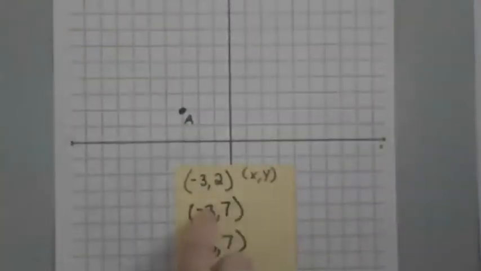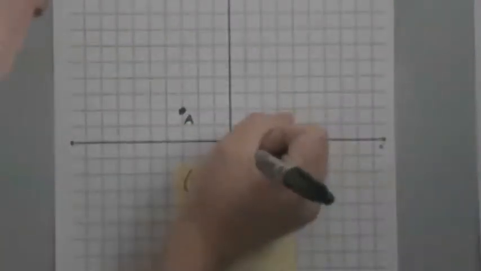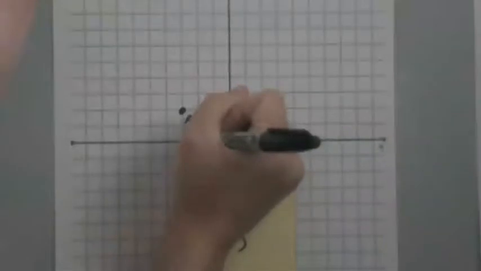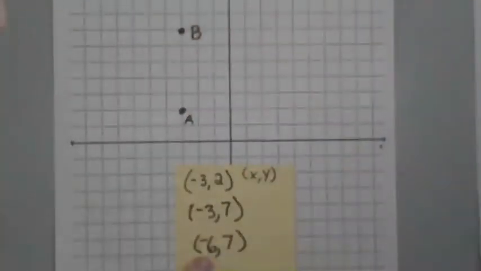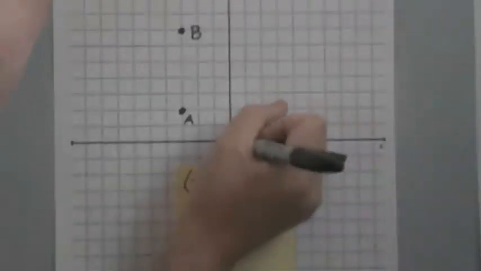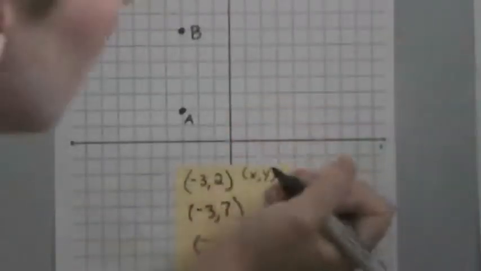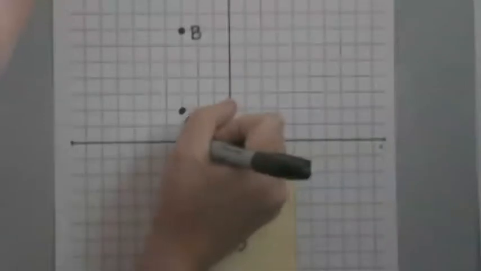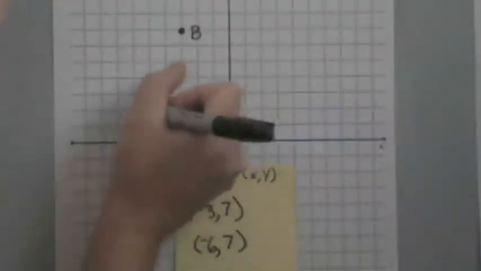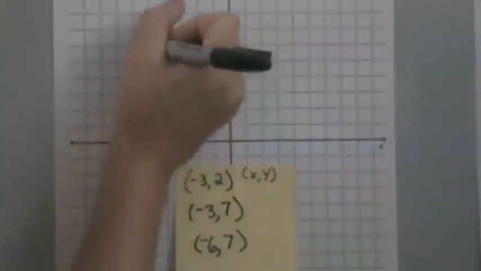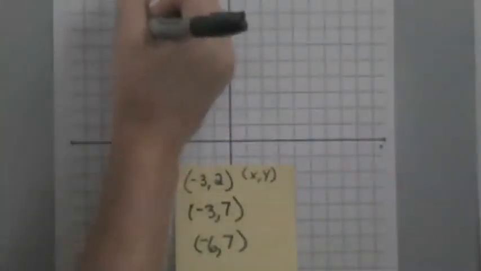For the next point, it's -3, 7. We will count back 1, 2, 3, and up 7 on the Y. 1, 2, 3, 4, 5, 6, 7. Plot that. That will be point B. And our third coordinates are -6, 7. So we will count back 6 on the x-axis. 1, 2, 3, 4, 5, 6. And up 7 on the Y. 1, 2, 3, 4, 5, 6, 7. This will be point C.